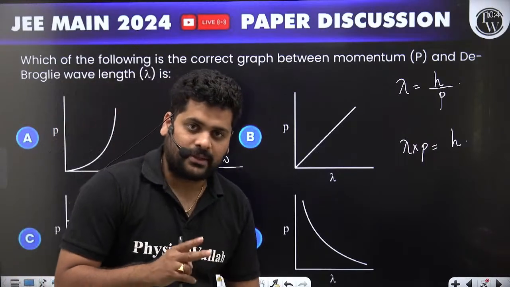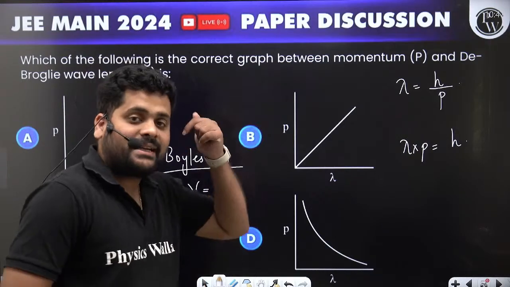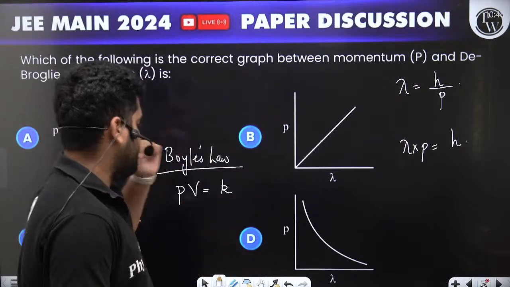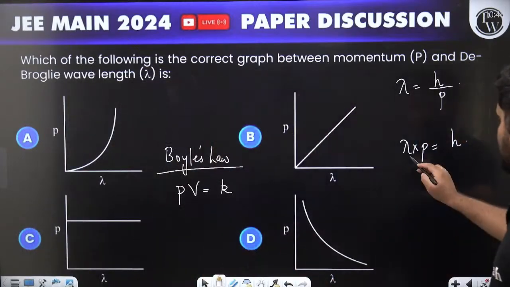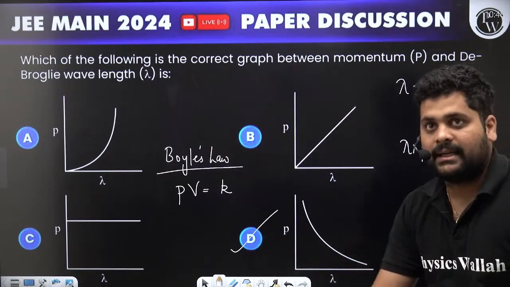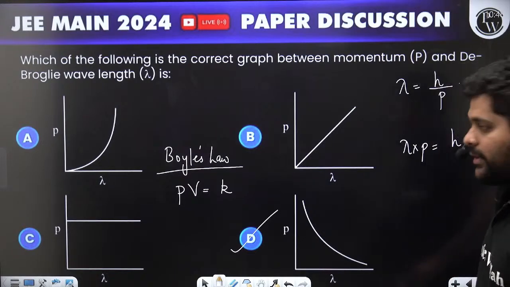When the product of two things is a constant, we get a rectangular hyperbola, right? So we should get a rectangular hyperbola. The correct answer for this is that the product of lambda into p is a constant. The correct answer is option D. D for dog, right? Clear, everyone? Now moving on to the next one.